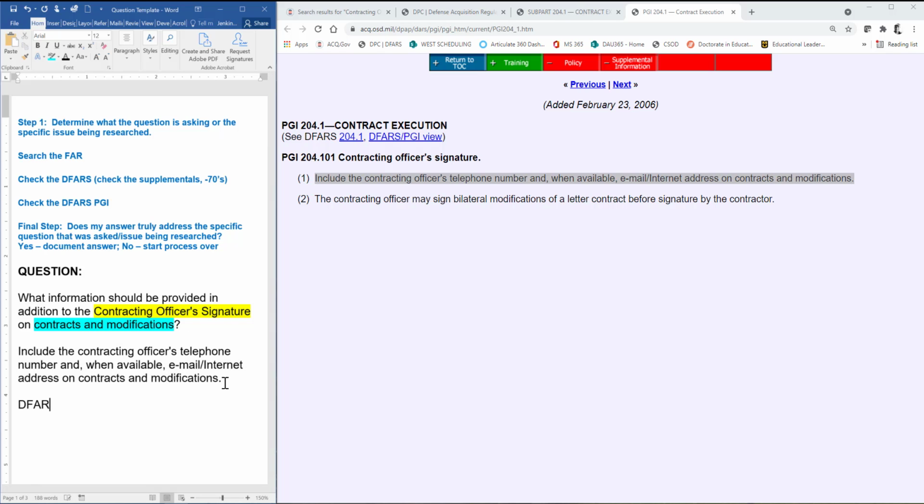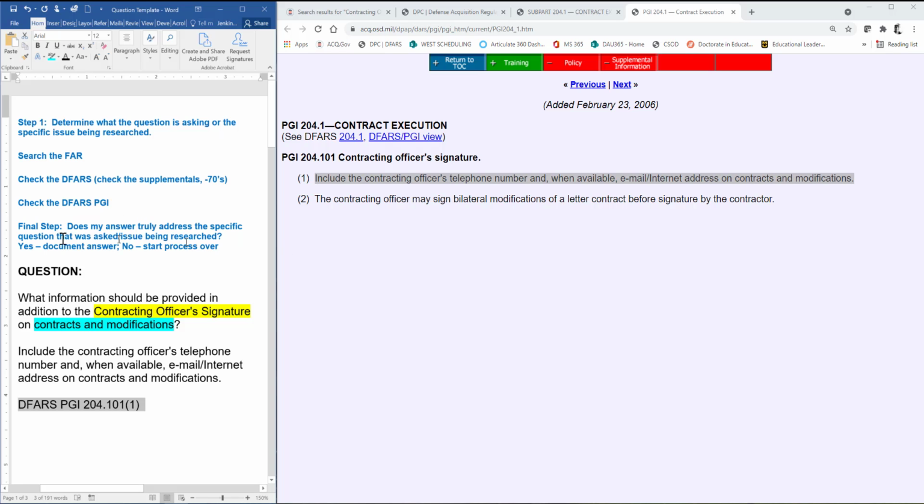I found that in DFARS PGI 204.101, and the paragraph was number, not A, was number 1. I'm going to verify that. So DFARS PGI 204.101, 1. Now I'm going to go to the final step.